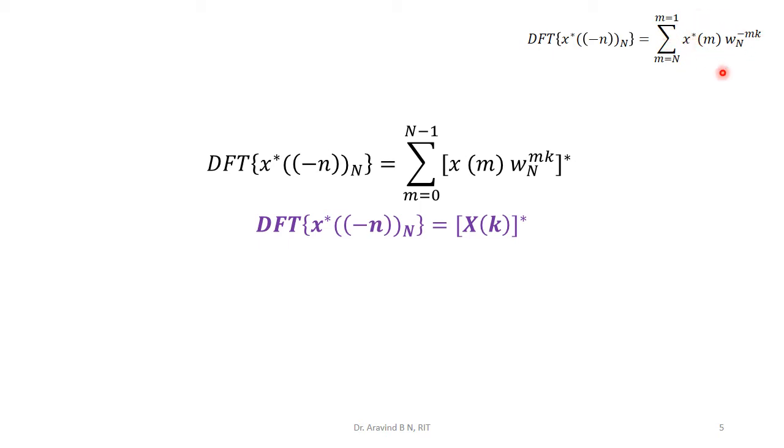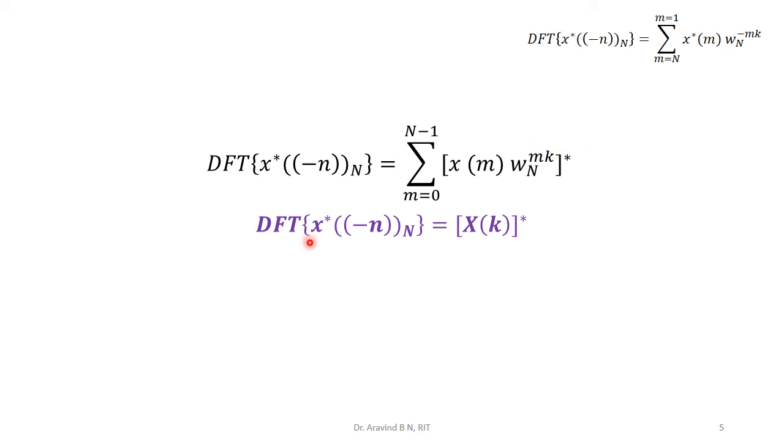Then here x conjugate and twiddle factor negative is there. By combining these two, we can write that as x of m omega n mk. See, the power of the twiddle factor has got changed. Omega n mk whole conjugate we can write. Both of these two are now equivalent representations.